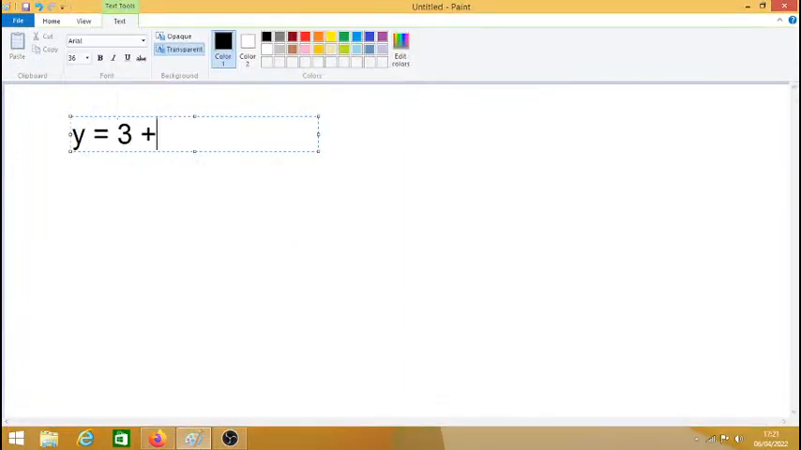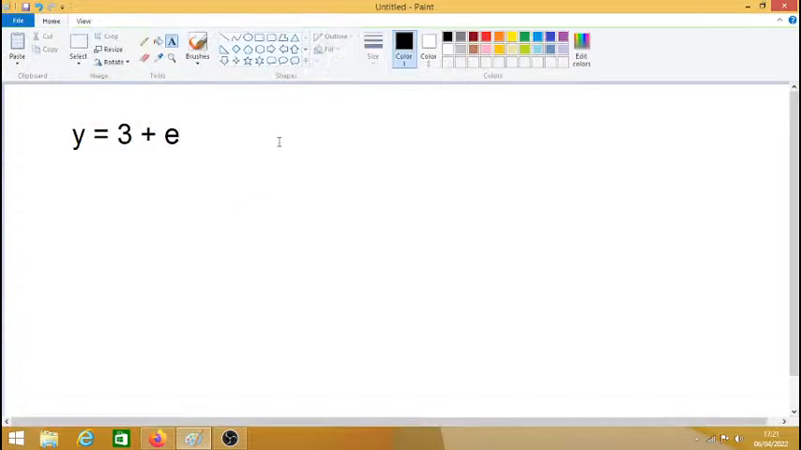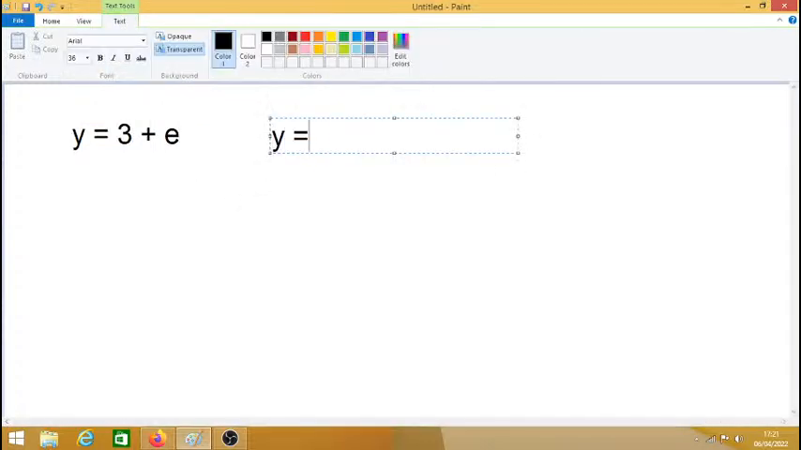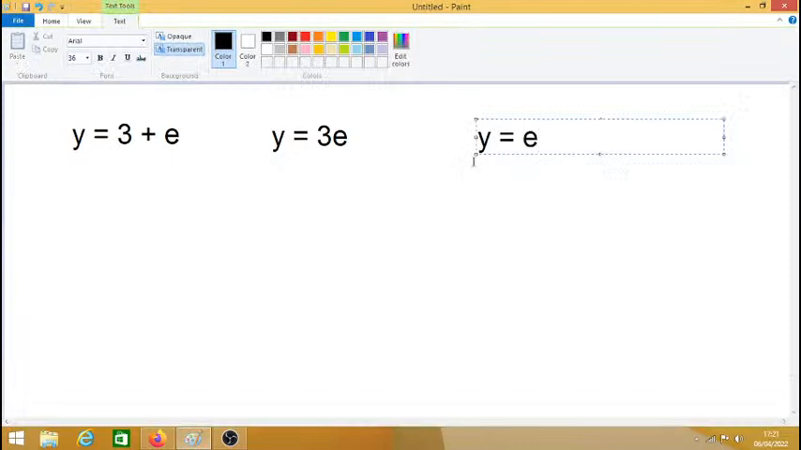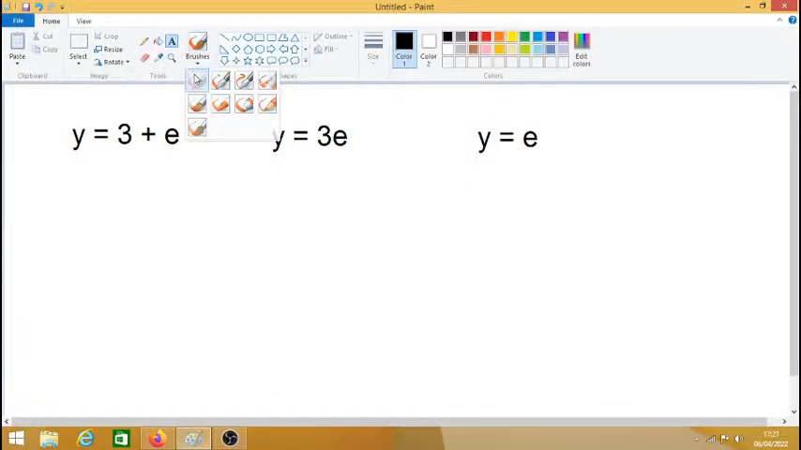But this chapter is about differentiation, so let's do a couple of examples. Let's differentiate y equals 3 plus e to the x, y equals 3 times e to the x, and y equals e to the power 3x. So have a think yourself while I write this down.